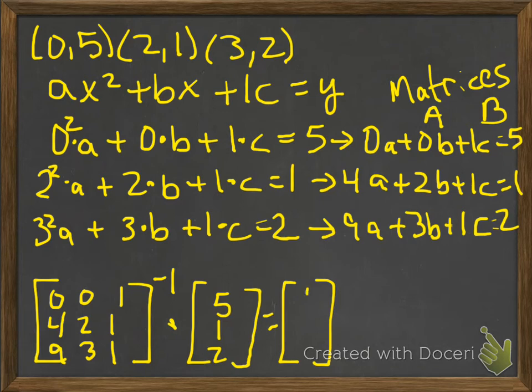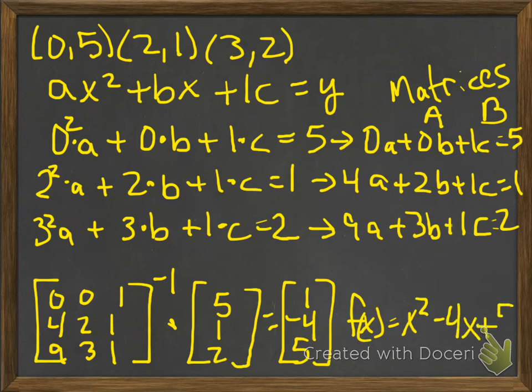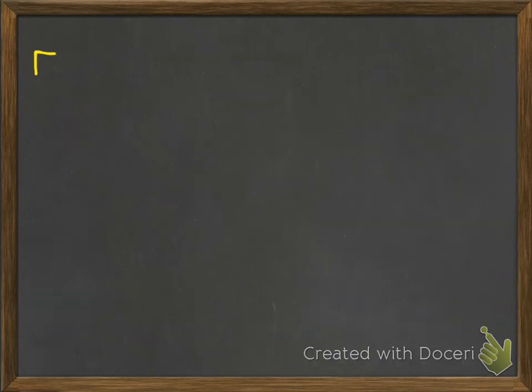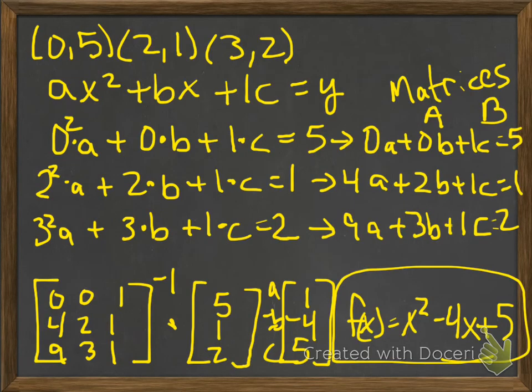And then that will give you an answer: negative 1, 4, and 5. Those are your A, B, and C, the numbers that go in front of the x squared, the x, and the number that's all by itself. If you have any questions on that, we will be practicing that tomorrow. I can go over that, but that's what you want to look at.